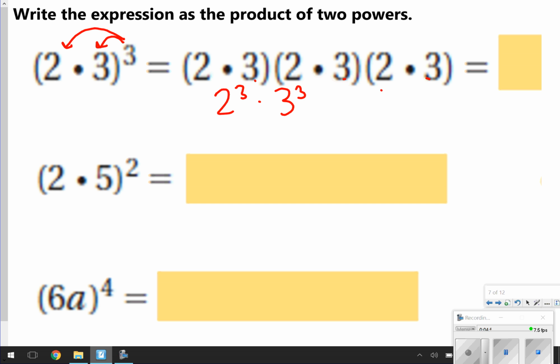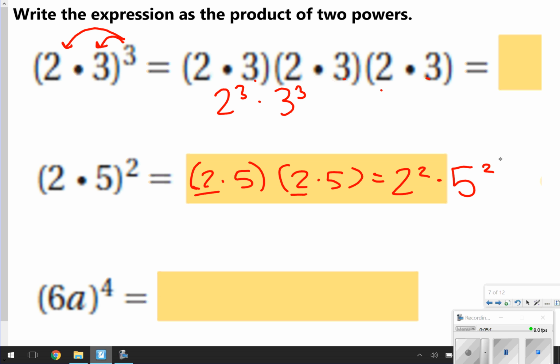So for this one, we'll see 2 times 5 and 2 times 5 again, because that's to the second power. Notice I have 2 2's and 2 5's. So 2 squared times 5 squared.